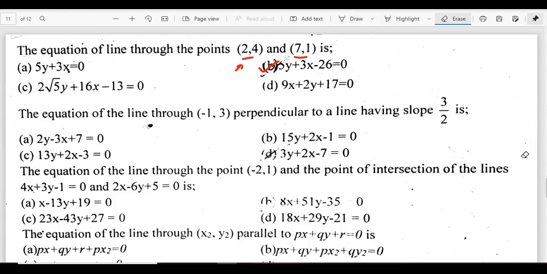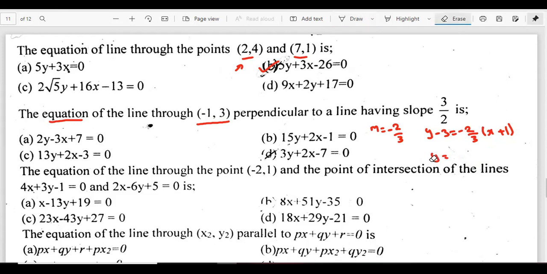Okay, let's talk about the next question because they're very important and they're very easy as well. The equation of the line through (-1, 3) perpendicular to this line, that would be having m equal to minus 2 by 3. Let's just use the equation of a line, y minus y1 equals m times (x minus x1), and that is y equals minus 2 by 3 x.